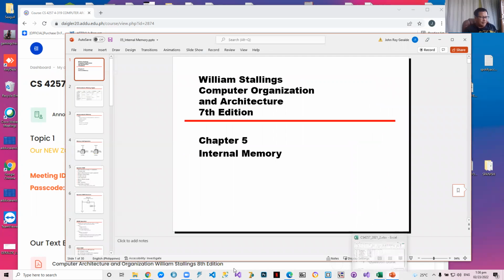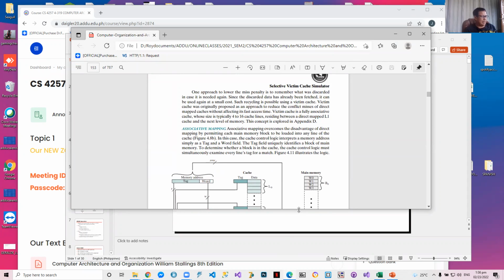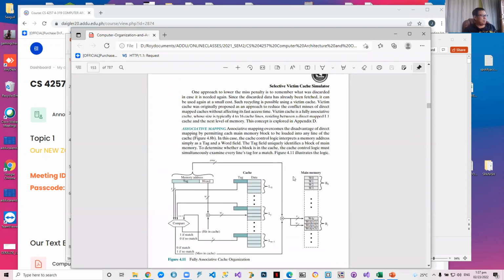I was looking at our text because we had an issue regarding the use of the tag. I have read samples, and then I look at the description of associative mapping in our book. Do you follow? Any questions? So ganito yan. Associative mapping overcomes the disadvantage of direct mapping by permitting each main memory block to be loaded into any line of cache. So which means that it looks for the next vacant one. In this case, the cache control logic interprets memory addresses simply as a tag and a word field. Do you follow? Okay. The word field is actually the offset within the cache. You look at that, okay?